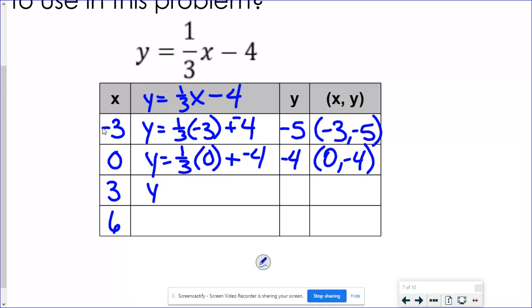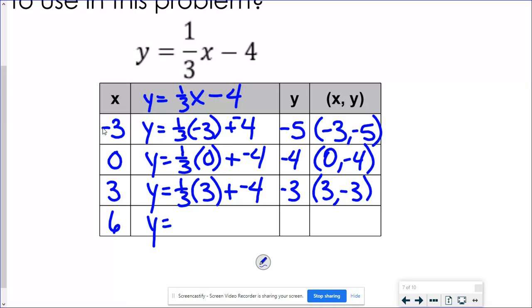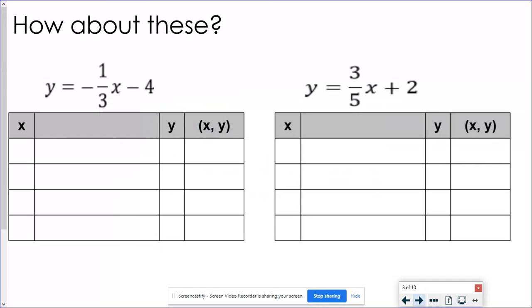When I put in 3, 1/3 of 3 is 1, plus a -4 would be -3. And again, you can see your pattern in the y's. So 3, -3. When I put in my 6, 1/3 of 6 is 2, plus -4 will be -2. And I don't have a graph for this one, but you can see I got away from the messy fraction kind of answers because I picked numbers that worked well for my x's.